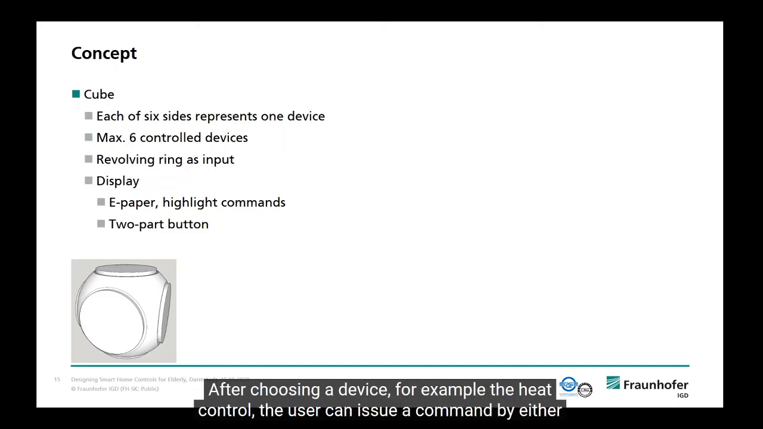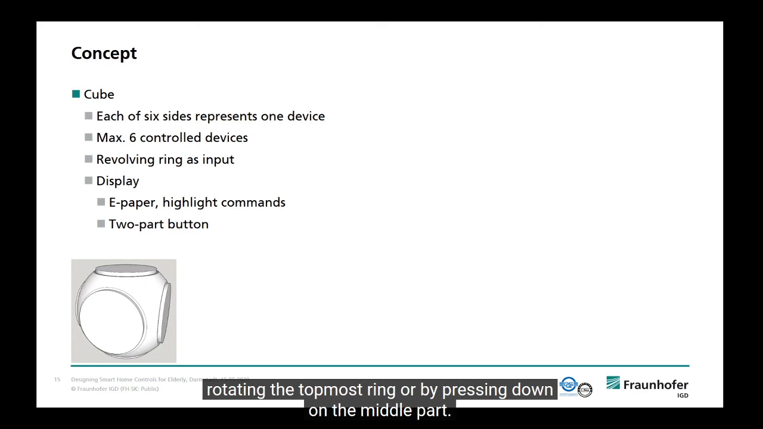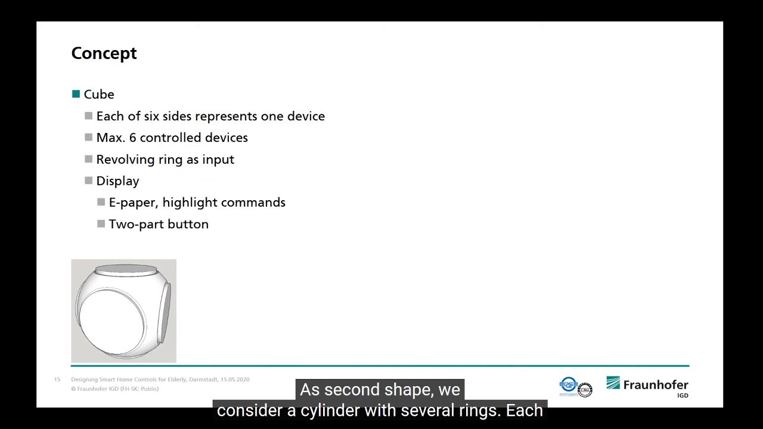After choosing a device, for example the heat control, the user can issue a command by either rotating the topmost ring or by pressing down on the middle part. Pressing will produce a change in a binary setting like on-off or start-stop. Rotating will change a value that is part of a scale, like volume, brightness or the position of blinds on the windows.